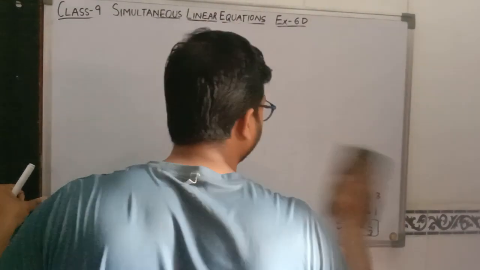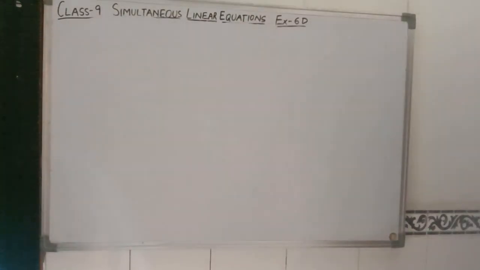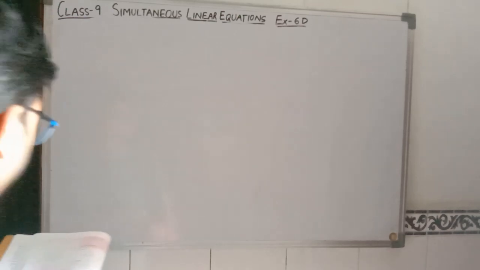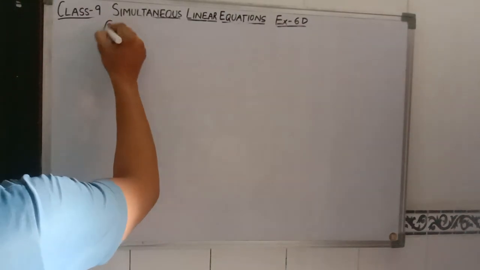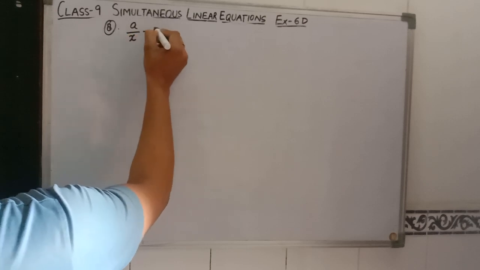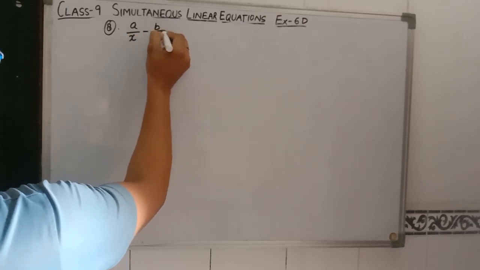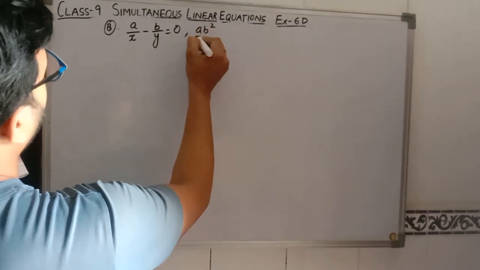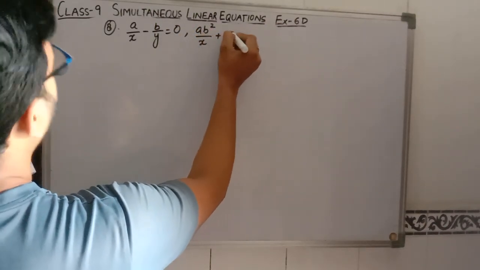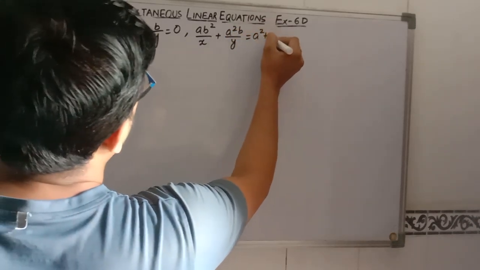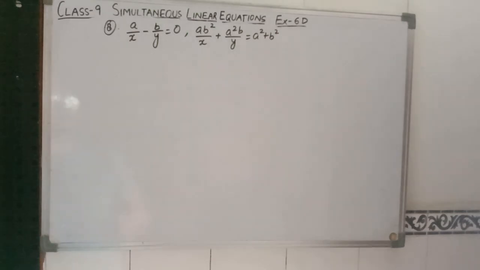Now we are proceeding forward to the next question. Let's see what challenge or what is the different step in the next question. The next question is not related to any numerical value. So how can we solve this? Look carefully. Question number 8 is saying a upon x minus b upon y is equal to 0. And the second equation is ab square upon x plus a square b upon y is equal to a square plus b square. This is question number 8.